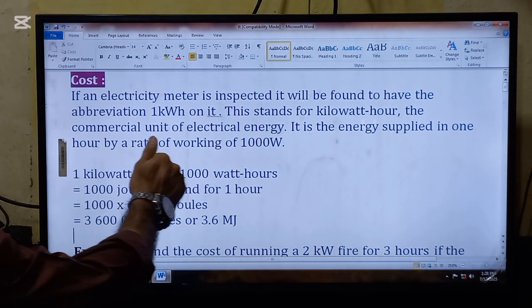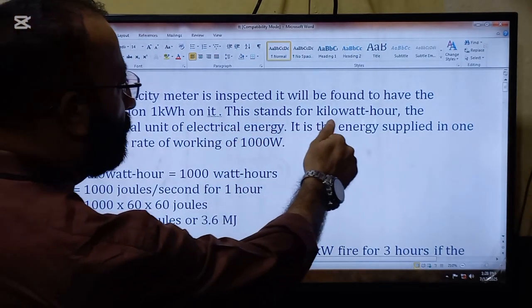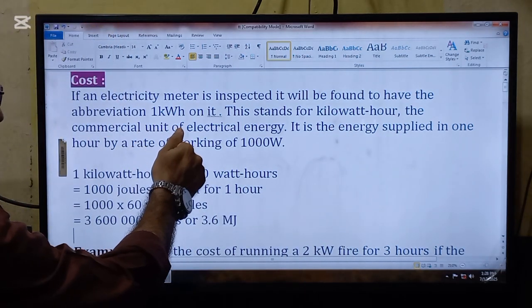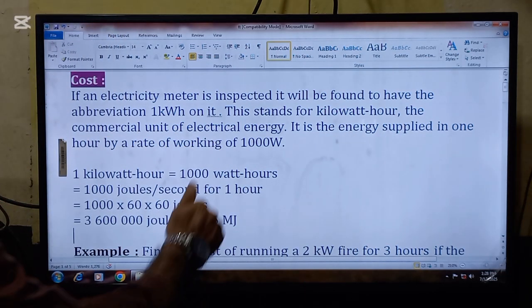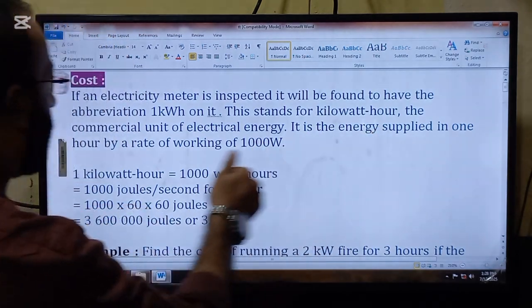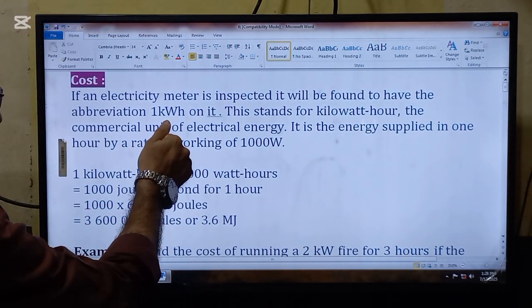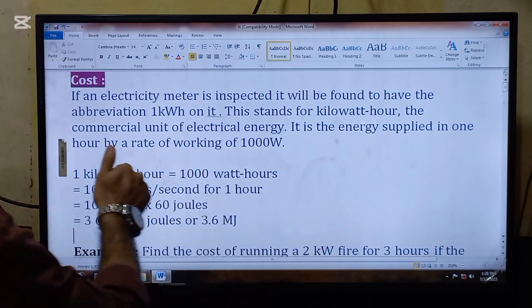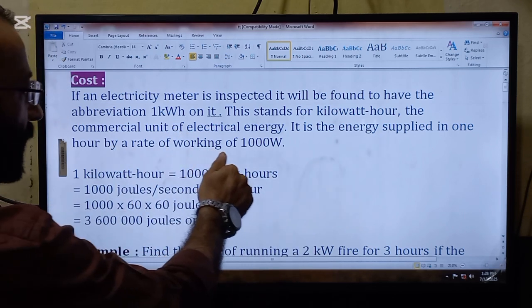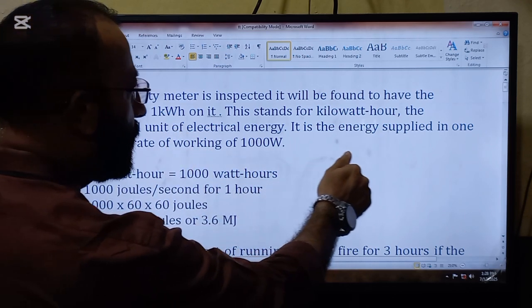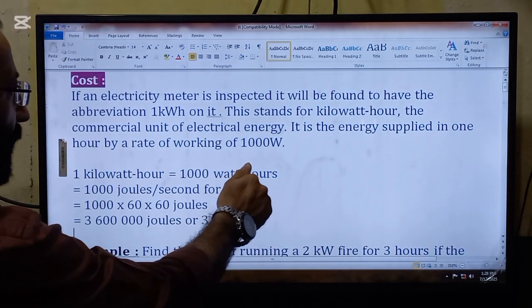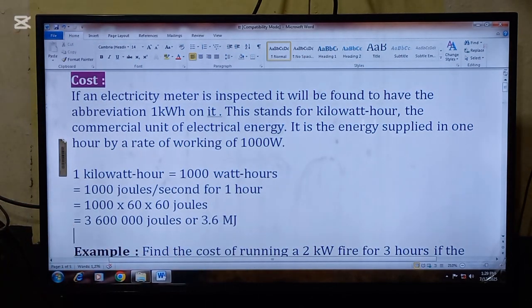If an electricity meter is inspected, it will be found to have the abbreviation 1 kWh on it. This stands for kilowatt hour. K stands for kilo, W stands for watt, and h stands for hour. It is the commercial unit of electrical energy. It is the energy supplied in 1 hour by a rate of working of 1000 watt.